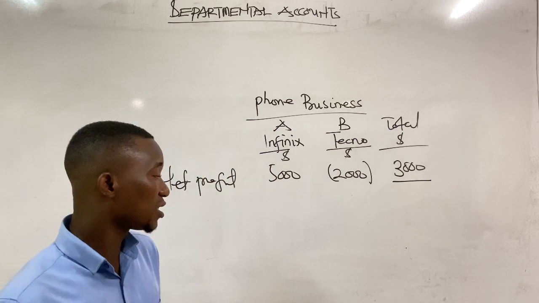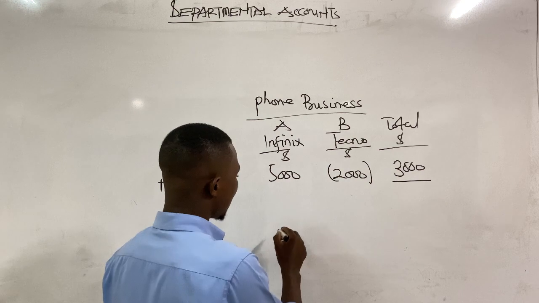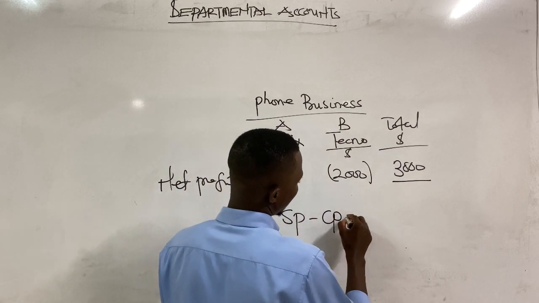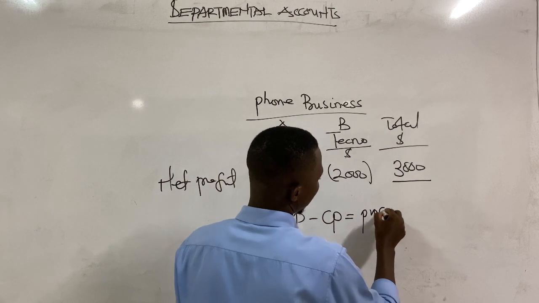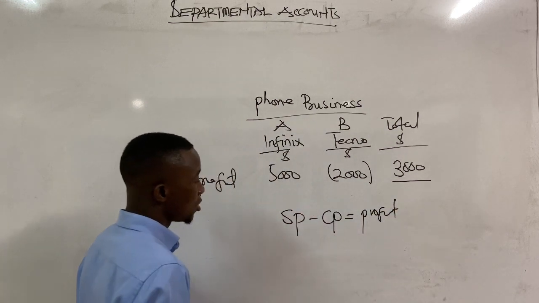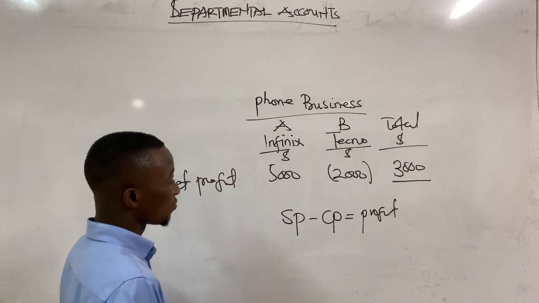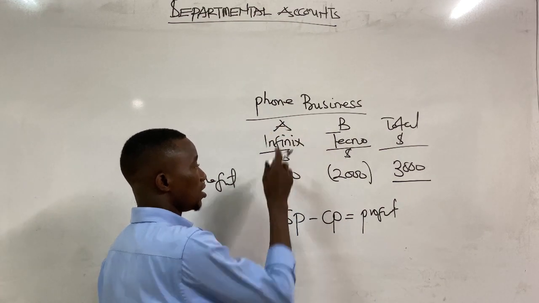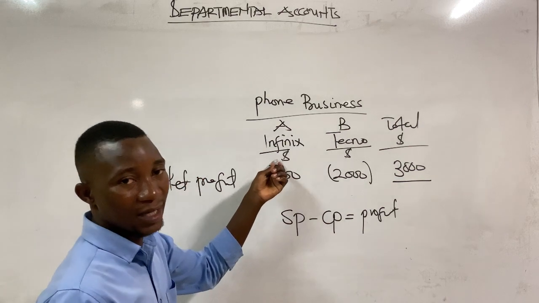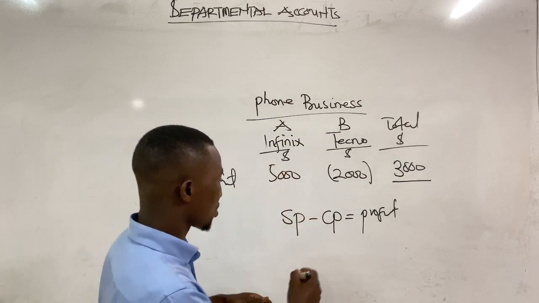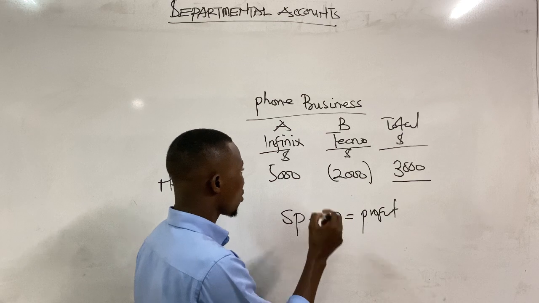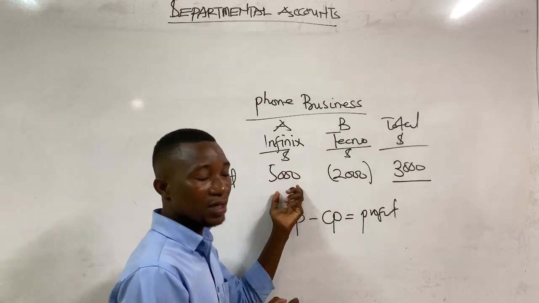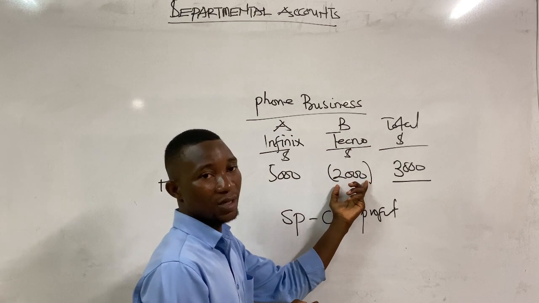Remember that before we ascertain the net profit, we learned from our basic school that selling price minus cost price is equal to profit. This is what we learned. So what we are saying is that anything relating to the sales of department A should be allocated to department A, and any cost related to department A should be allocated to department A. The same applies to department B.